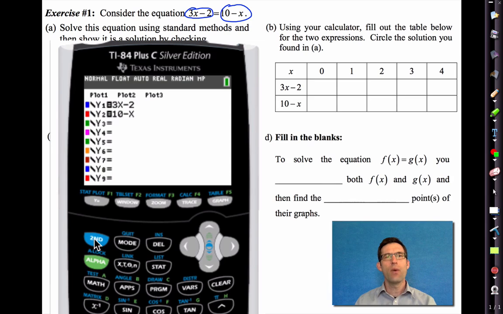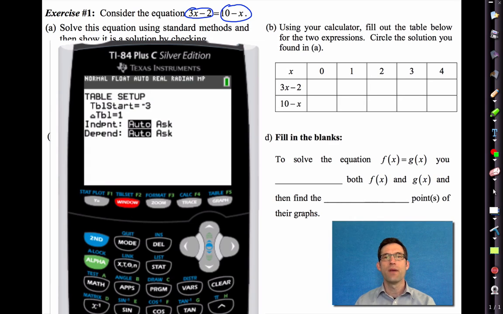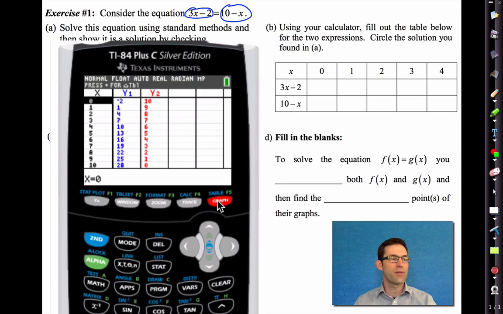Now we're going to take a look at the table instead of looking at the graph. I'm going to go into my table setup. I'm going to make my table start at 0, and I'm going to make it go by 1. So that's my table start and my delta table. Now let's go into the table by hitting second graph, and let's fill in those rows. I know here they look like columns, but we can just fill them in. I'm going to put in -2, 1, 4, 7, and 10, and 10, 9, 8, 7, 6.